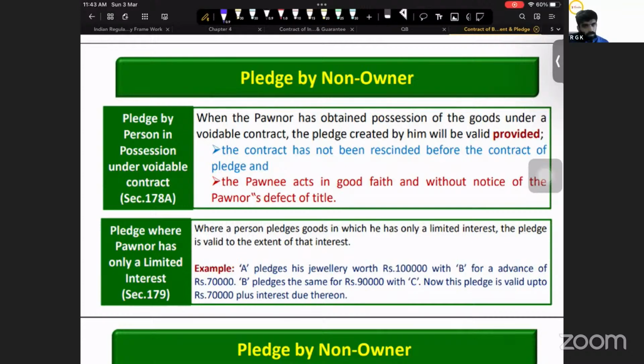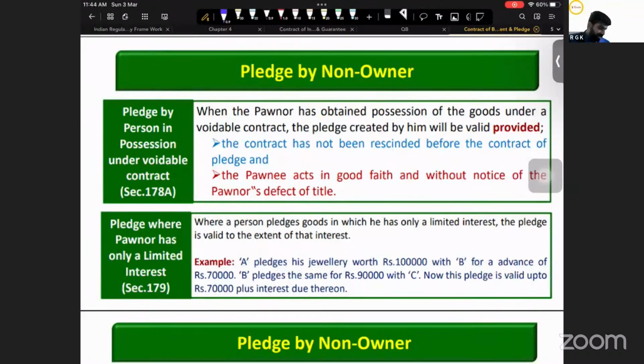Let us say A pledges his jewelry worth 1 lakh with B for a loan of 70,000 rupees. The value of the jewelry is 1 lakh, but the loan taken is 70,000 rupees. What B does is, B takes a loan of 90,000 rupees and further pledges it with C. Now, the pledge between B and C is valid only to the extent of 70,000 rupees.